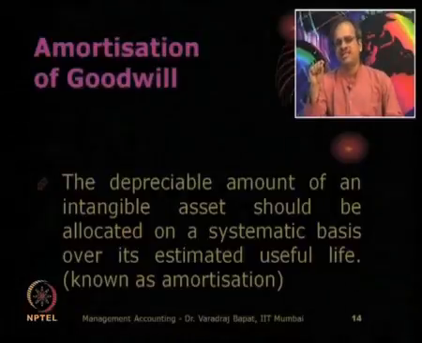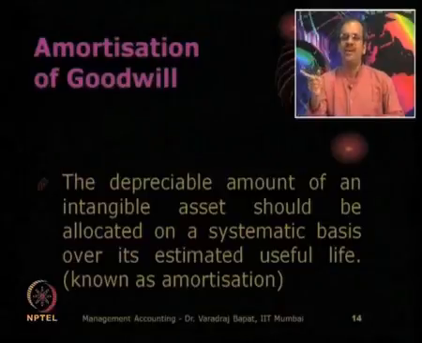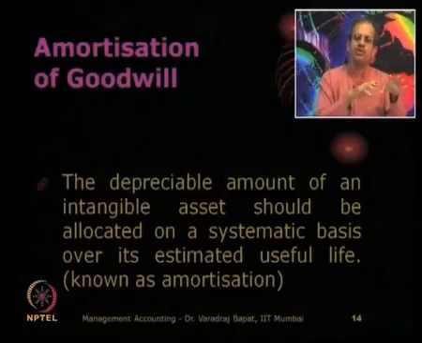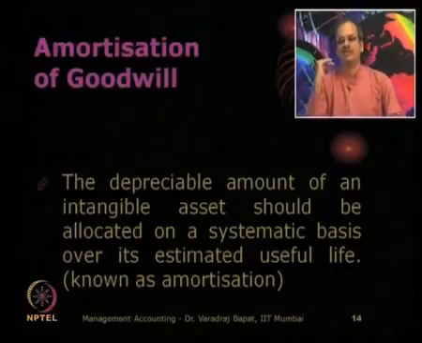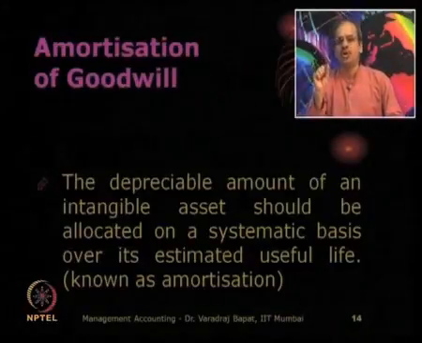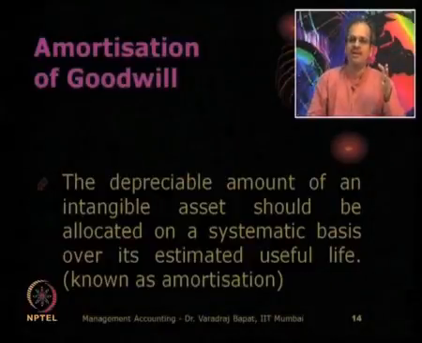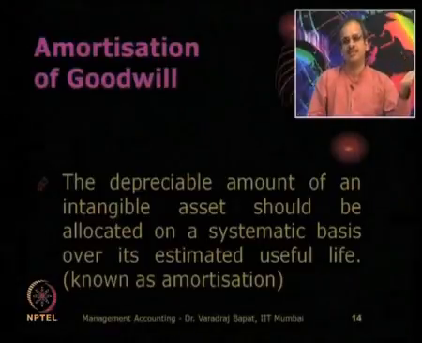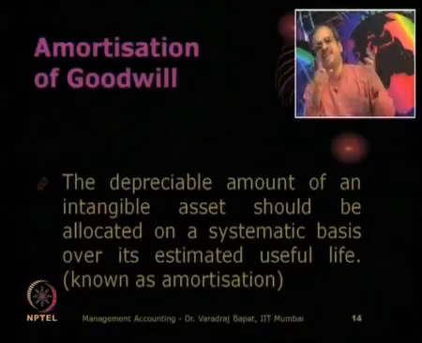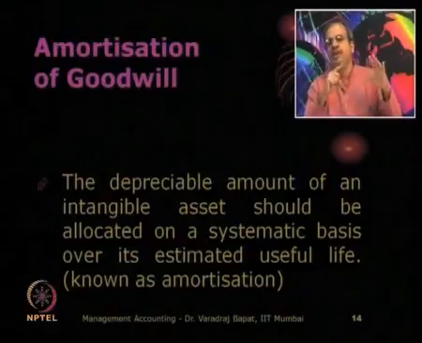What the accounting standard says is that the depreciable amount of an intangible asset should be allocated on a systematic basis over its useful life. This is known as amortization. In simple words, amortization is nothing but depreciation on intangible assets. So, all intangible assets like goodwill, brand name, patents need to be amortized.